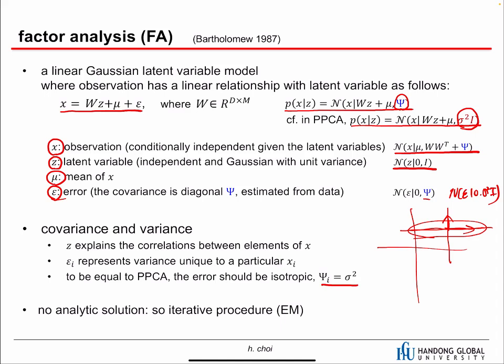So in a sense, factor analysis is more general than PPCA. And since we have more parameters and it is modeling a more general case, factor analysis cannot have a closed form solution. So we have only one option, the EM algorithm.